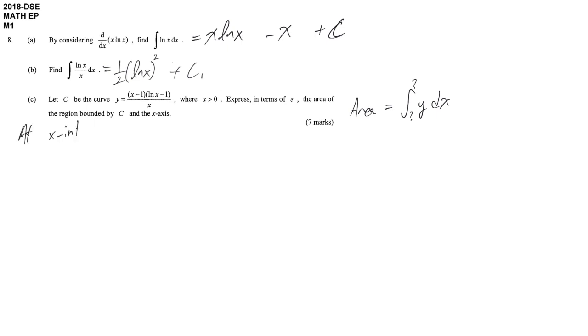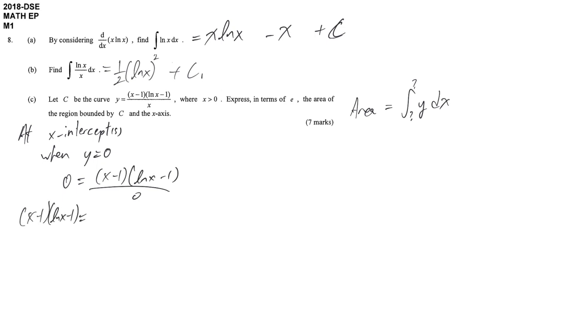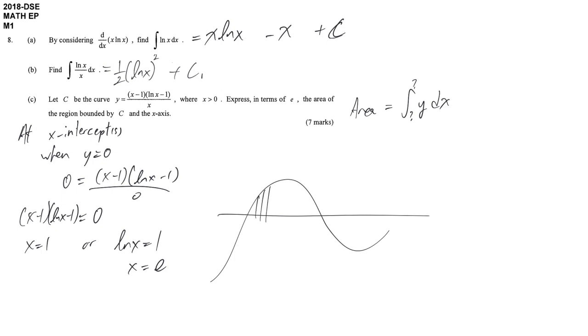As x-intercept point, we know that y equal to 0. Therefore, x minus 1 times natural log x minus 1 equal to 0. By zero product rule, x equal to 1 or natural log x equal to 1. That means x equal to e. So now I know approximately the curve is like this between 1 and e. 1 is smaller, so it's placed left hand side.